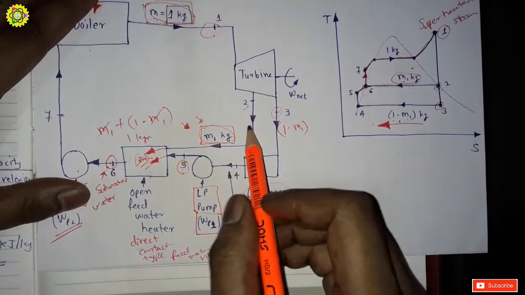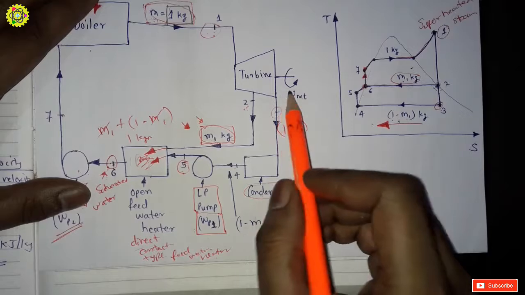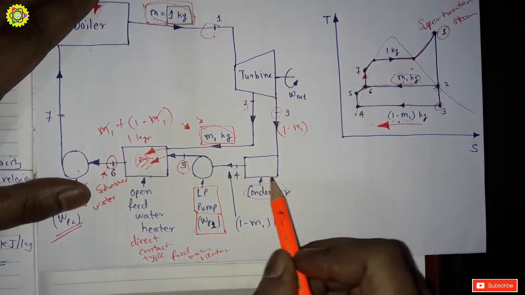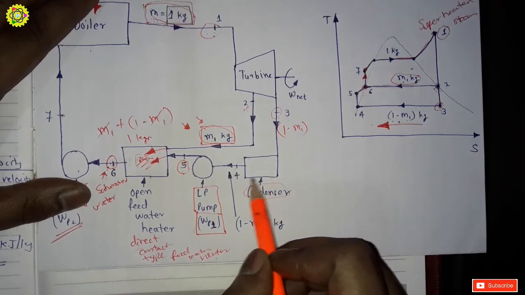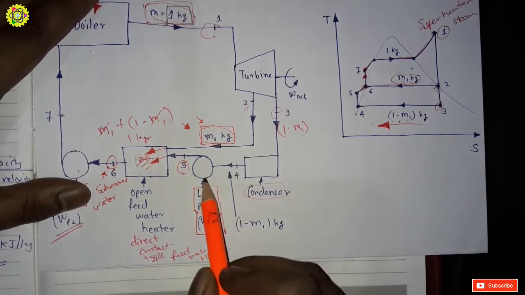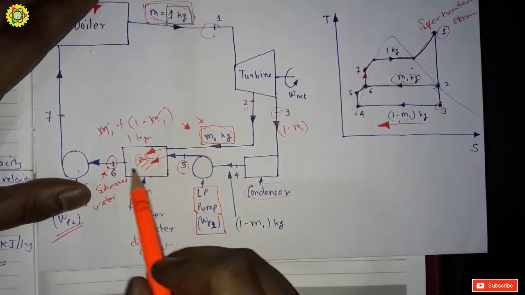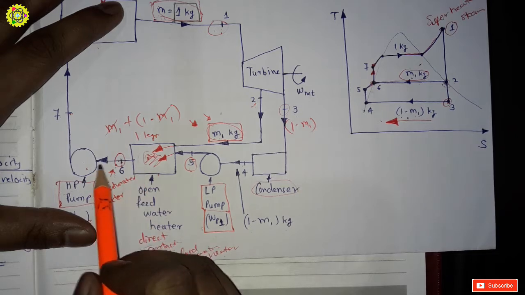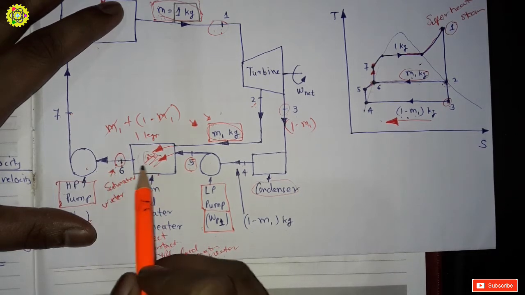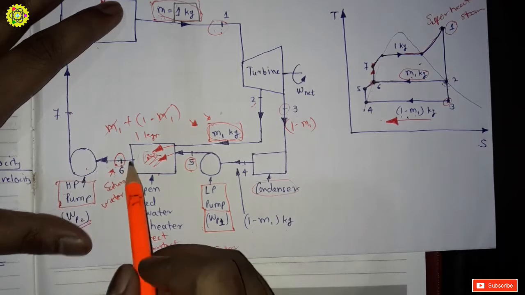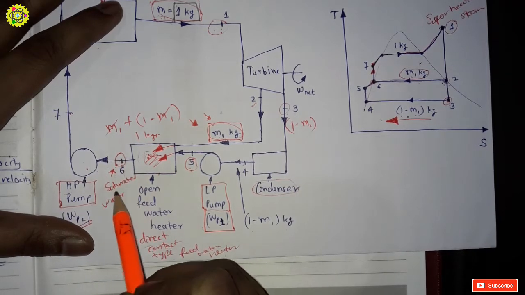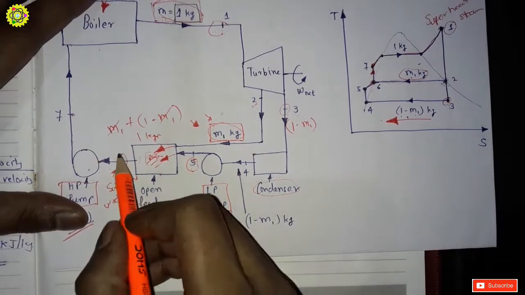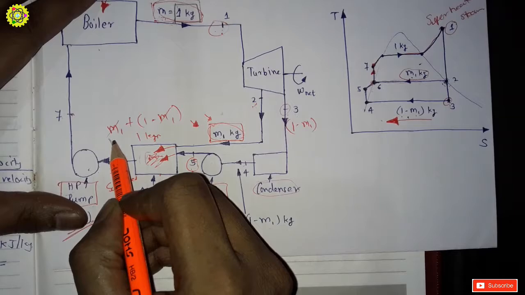The remaining steam expands completely to the condenser pressure and goes to the condenser, then to the low pressure pump, and then to the open feed water heater. Here it mixes completely and comes out at point 6 as saturated water. Now we have to find the enthalpy at this point.